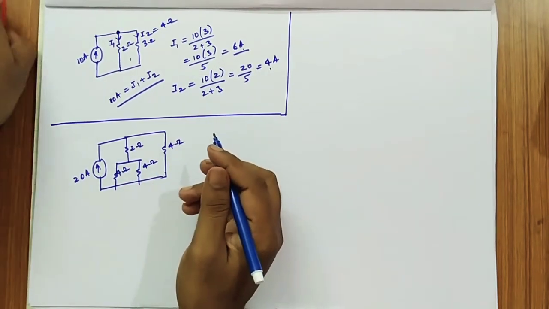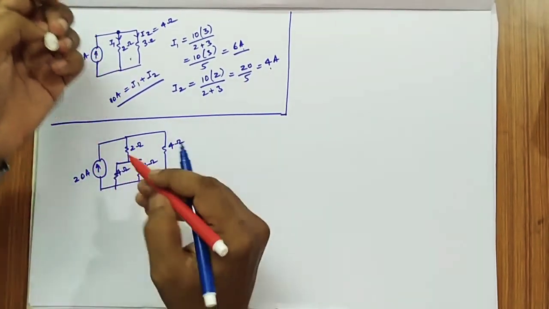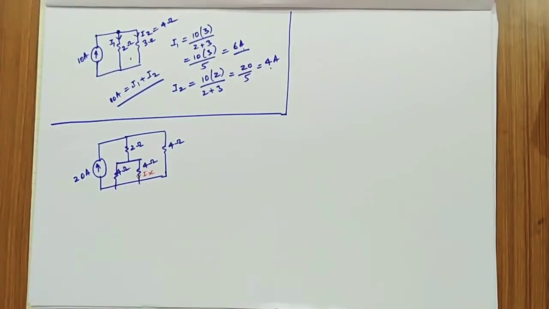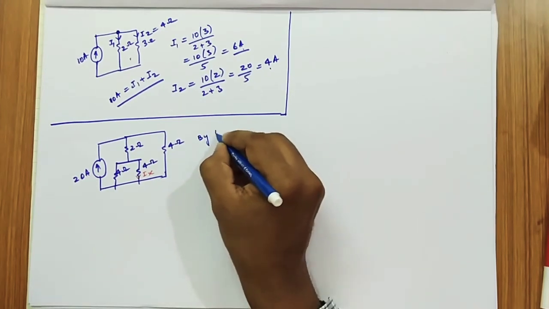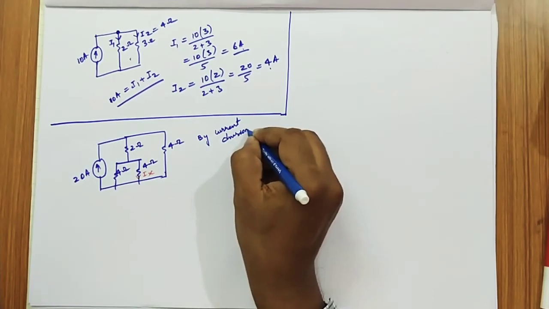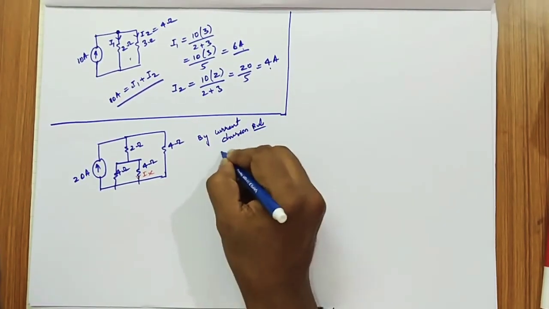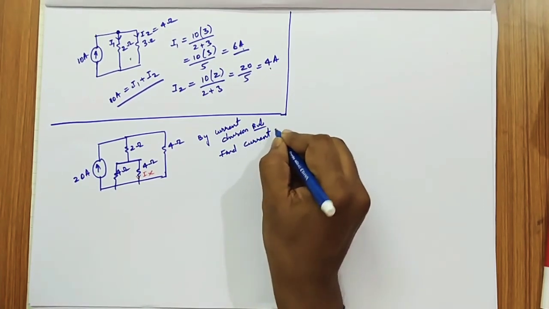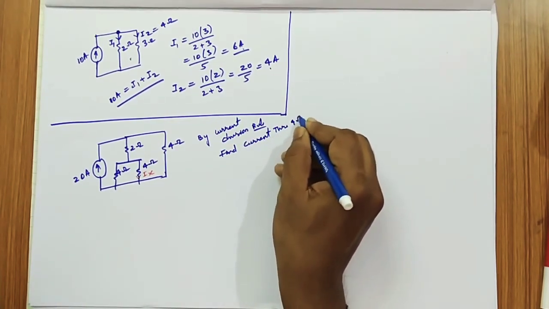So I want to find the current through this value. Let us say this is Ix. Simply, the circuit is given to you, and the examiner wants you to find the current by the current division rule. So he'll mention, solve by current division rule. So you are asked, by current division rule, find the current through the 4 ohm. So this is the question.